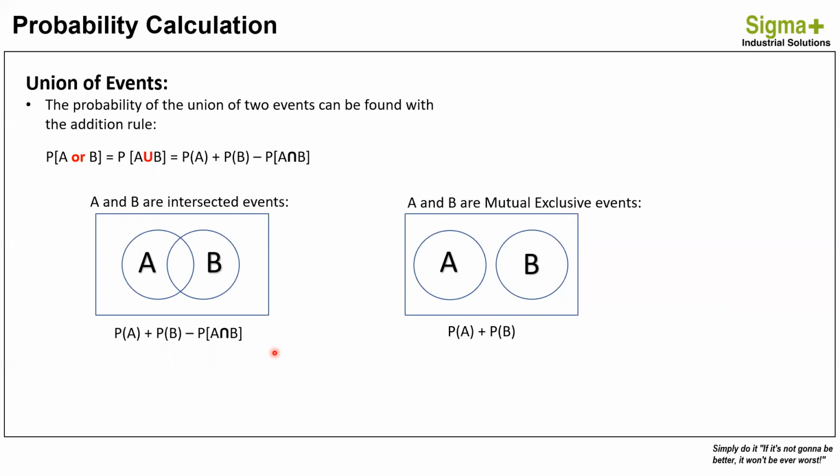So the question here is, why do I subtract the intersection? Well, because the intersection has already occurred in both area A and B, and the probability of the intersection would be included twice. That's why we need to subtract the intersection between both events, okay? But in the second scenario, if both events A and B are mutually exclusive, then the probability of the union is simply calculated by P(A) plus P(B), okay?